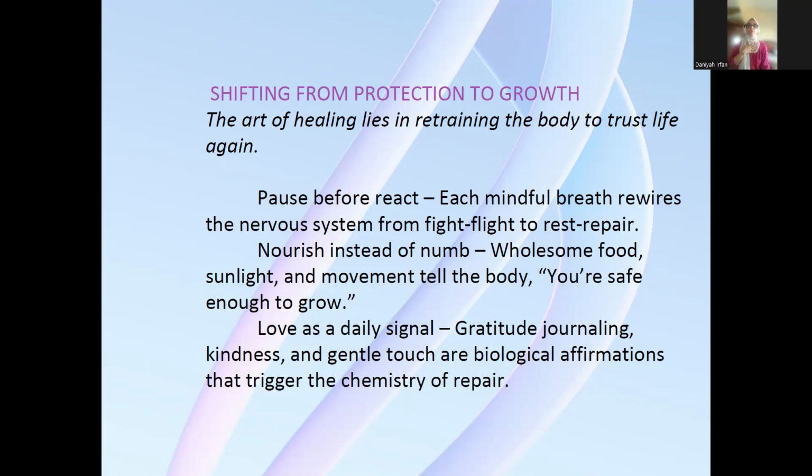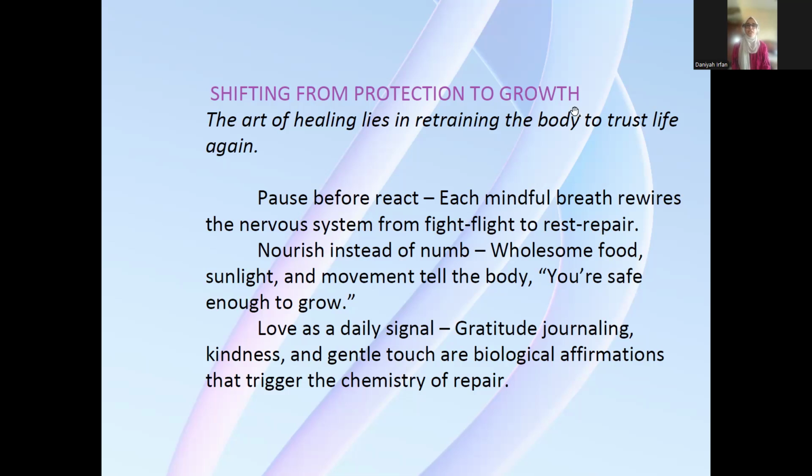Okay, these are all the programming that we need to give our body and our mind, in order that you do not suffer or go through any kind of disease.